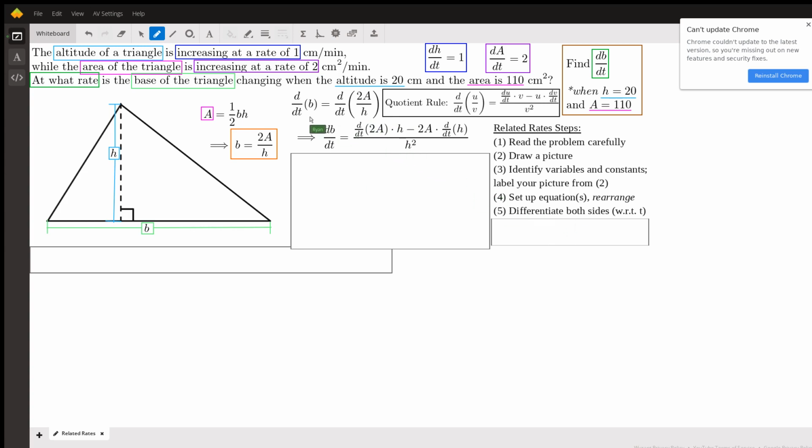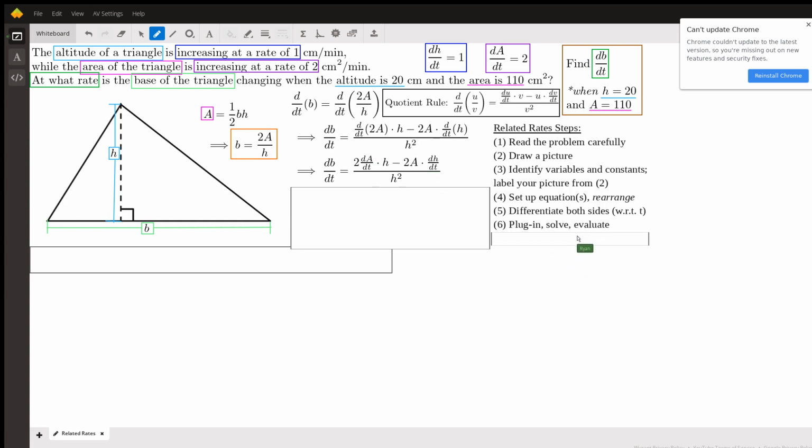Now to finish step 5, we actually need to take these two derivatives. This one's just going to be dh/dt, but this one, since it's multiplied by 2 with derivatives, you can just bring the 2 to the front, and you get db/dt is 2 dA/dt times h minus 2A times dh/dt, over h squared.